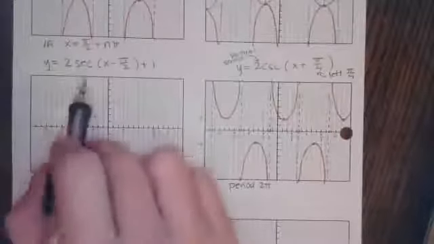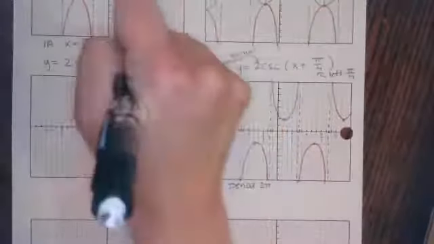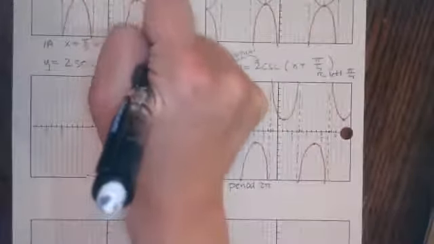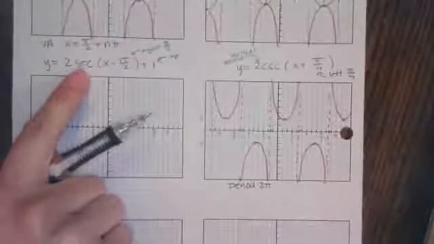Here's another secant graph. And this one has a vertical shift here. So it's going to go up 1. This is going to go to the right pi over 2. And then it's got that vertical stretch of 2. With the secant, the cosine curve is the one I'm going to want to graph first. And this one did move up 1 unit.